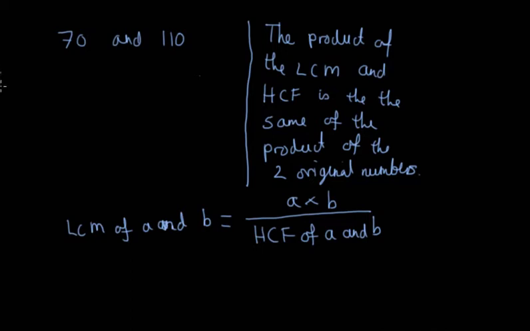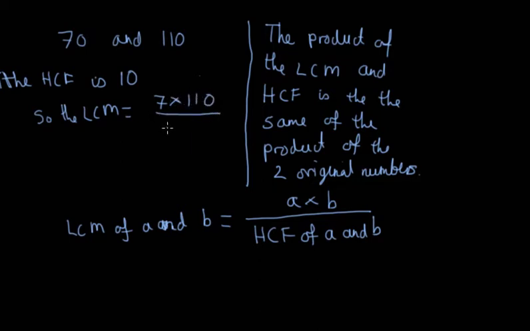So we're going to look at these 2 numbers. The highest common factor is 10. So the LCM equals 70 times 110 over 10, which equals 770. Now here, the highest common factor is 10.